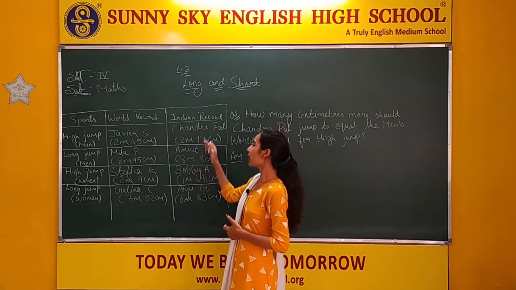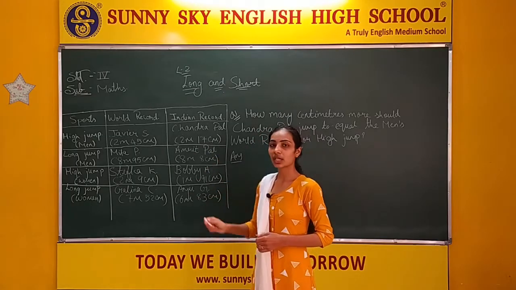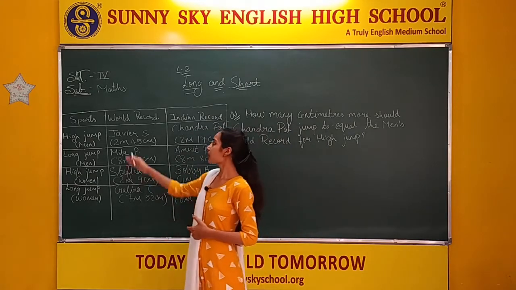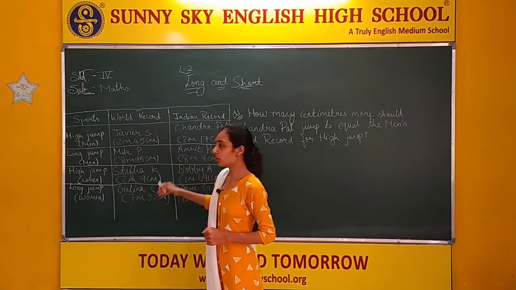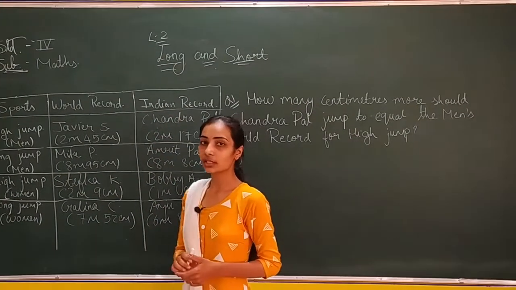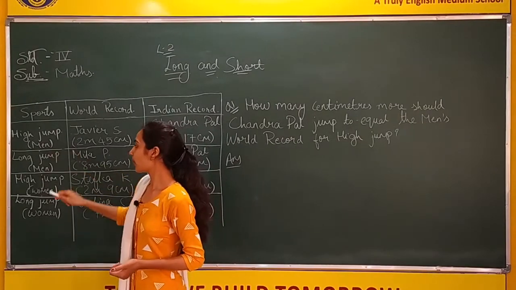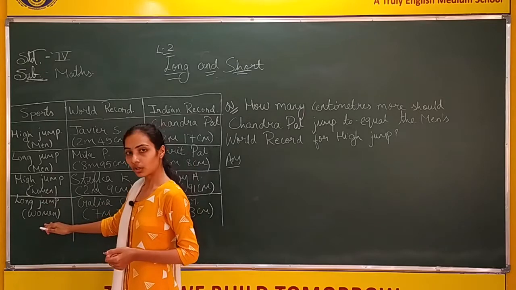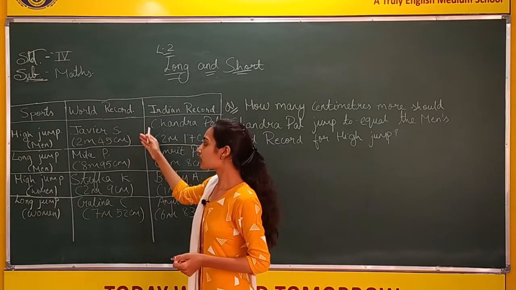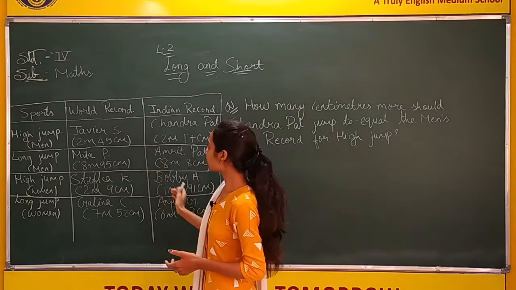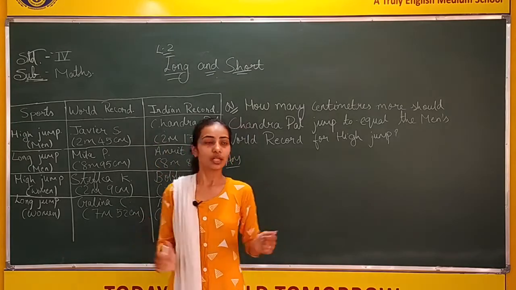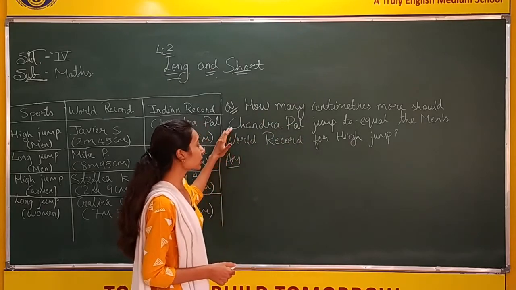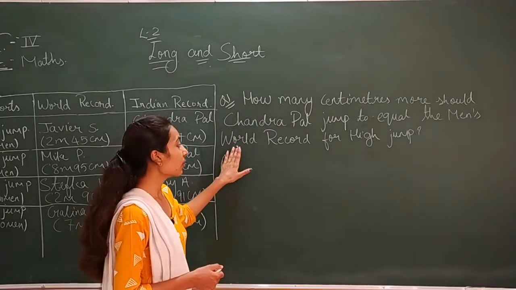See, today here we have a table. From this table we have to answer the questions of the problems. First I am explaining the table to you. Sports, world record and Indian record. Which are the sports here? High jump for men, long jump for men, high jump for women and long jump for women. How much they are jumping, how long they are jumping is given to us in world record and Indian record. Okay.